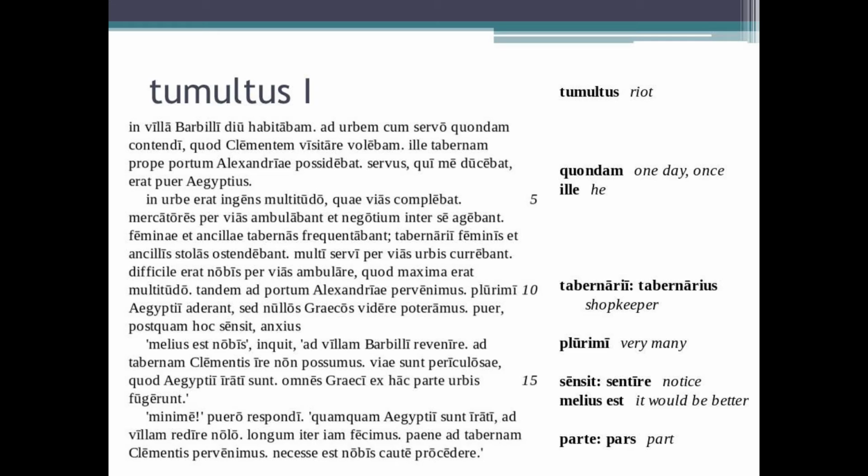The boy, after he noticed this, anxiously said, "It is better for us to return to the house of Barbilus. We are not able to go to the shop of Clemens. The streets are dangerous because the Egyptians are angry. All of the Greeks fled from this part of the city."